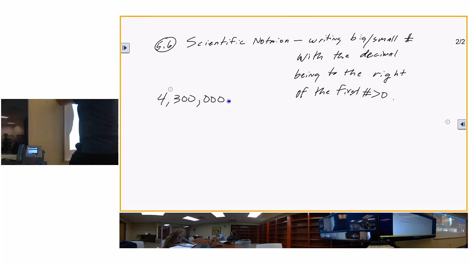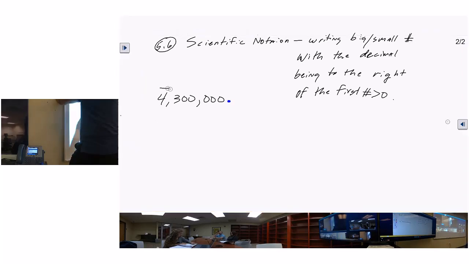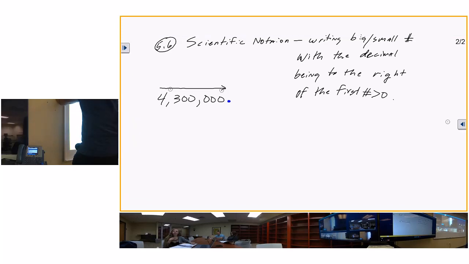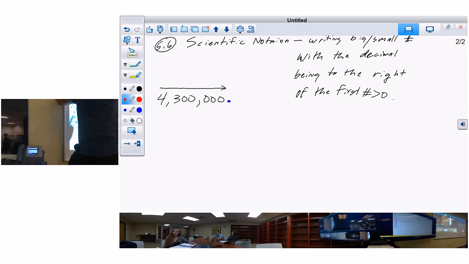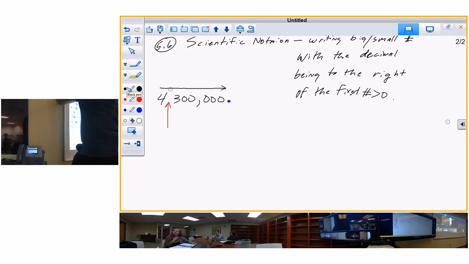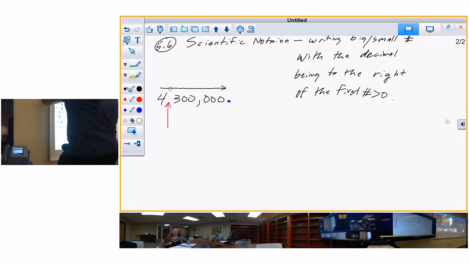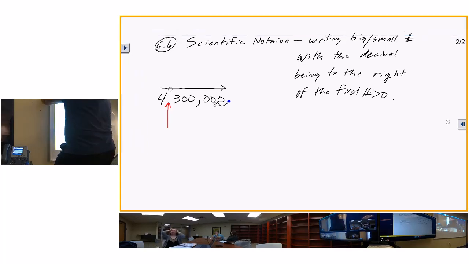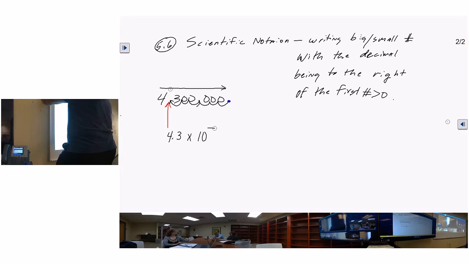Because which way do we read in America? Left to right. Left to right. So the first number greater than 0 is what? That 3. Means that we need to put that decimal right there. So this is the way I explain it, and this is the way I do it. This also helps when we're doing word problems, and those people that get it wrong, you might want to follow this. So, 1, 2, 3, 4, 5, 6. So I rewrite this as 4.3 times 10 to the blank 6.